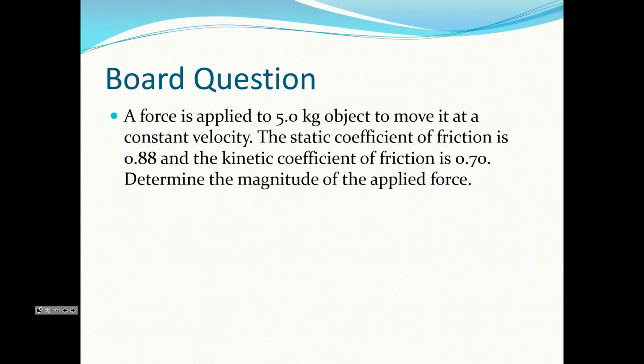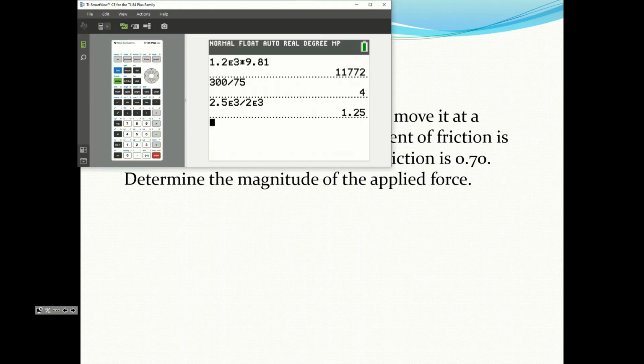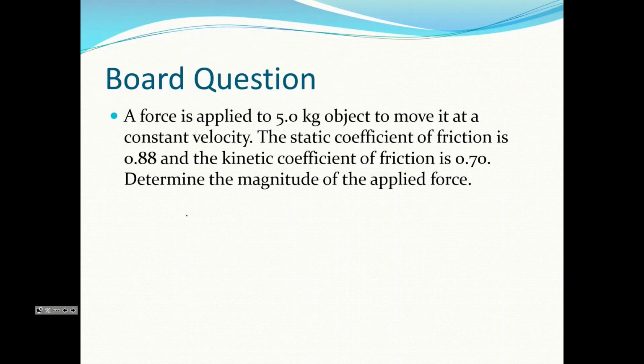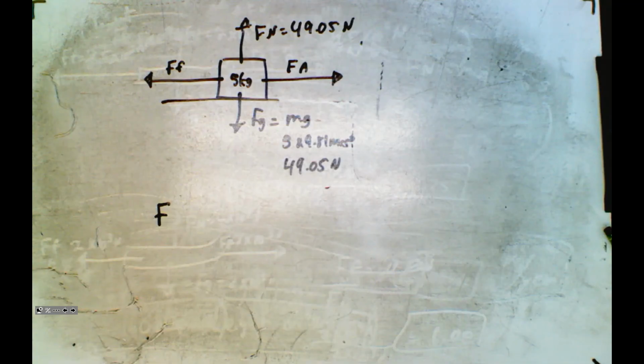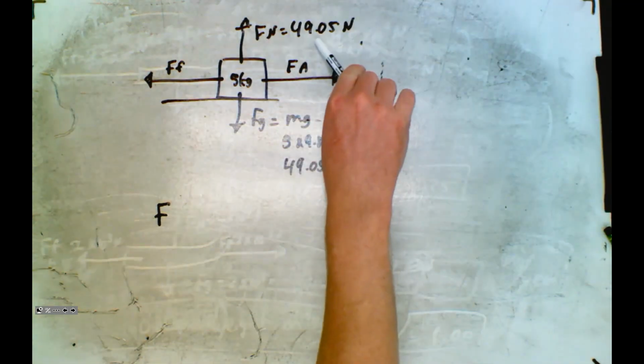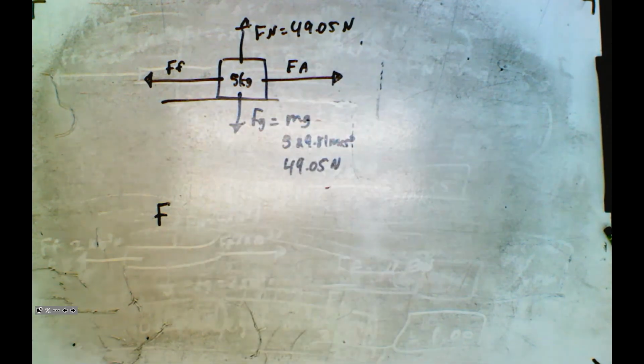There's a force of gravity here, which is just going to be mg, so let's calculate that. 5 times 9.81 meters per second squared is 49.05 newtons. So that means that our force normal is 49.05 newtons. Sorry, I think I was drawing all that out and I didn't have that on. So that's our force normal, that's our force of gravity. This is our free body diagram here.